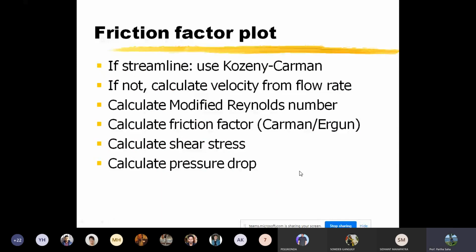So the friction factor plot is very important, and in streamline flow you mainly use the Kozeny-Kármán equation, and if the Reynolds number is greater than 2, then you can use the Ergun equation.